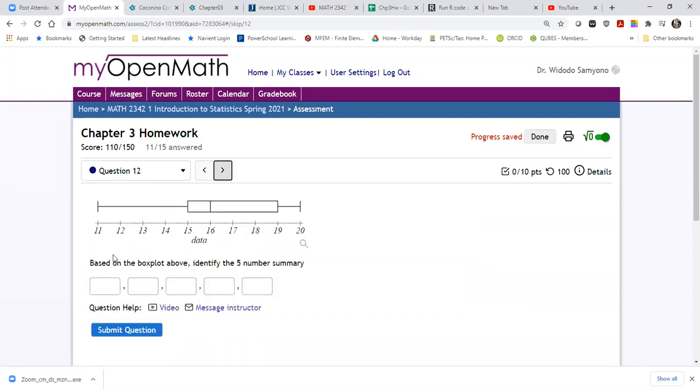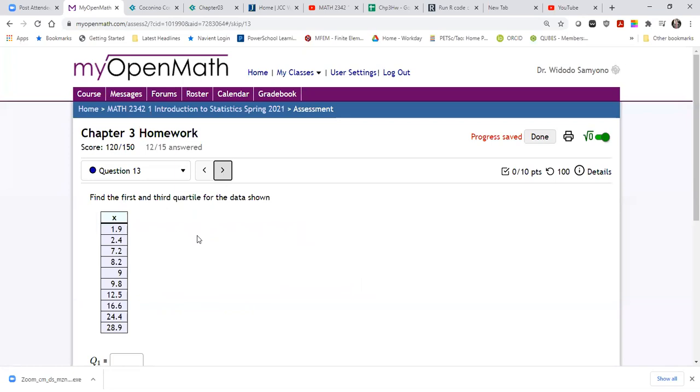Okay, so this is easy, right? So this will be the minimum, which is 11. This is the first quartile, which is 15. Okay, and this is the median, which will be 16, and the third quartile will be 19. Yeah? And then the maximum will be 20. Right? Okay.